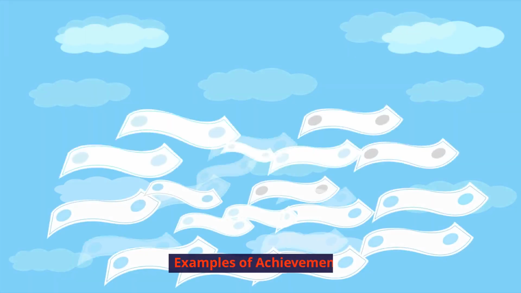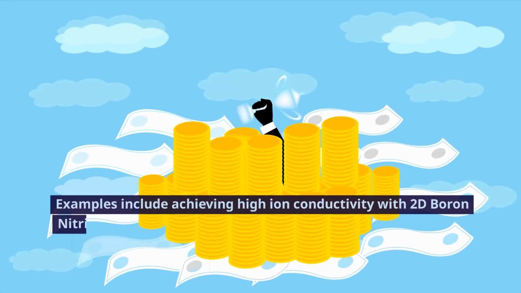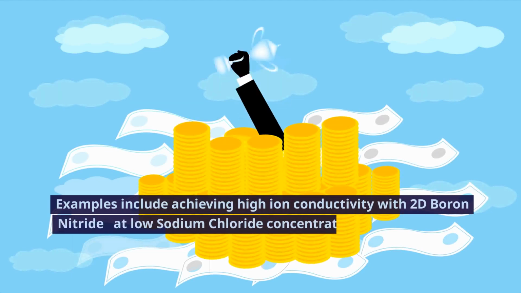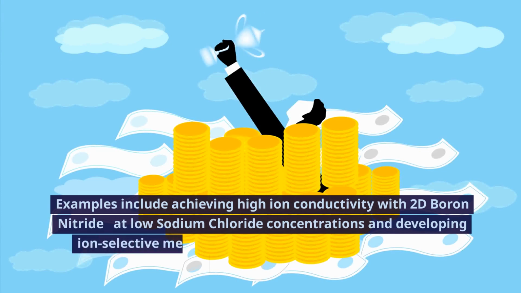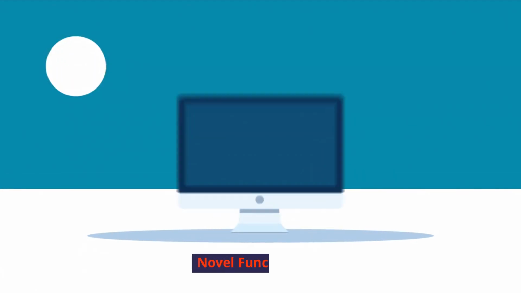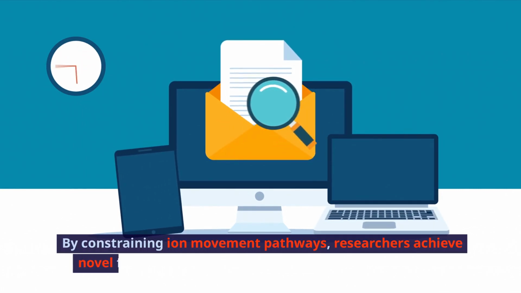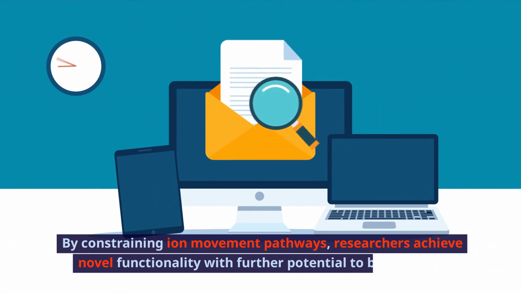Examples of achievements. Examples include achieving high ion conductivity with 2D boron nitride at low sodium chloride concentrations and developing ion-selective membranes using wholly graphene layers for nanofiltration. Novel functionality. By constraining ion movement pathways, researchers achieve novel functionality with further potential to be explored.